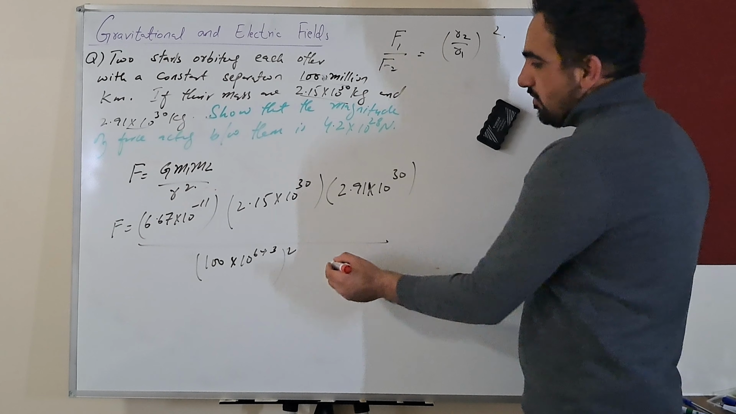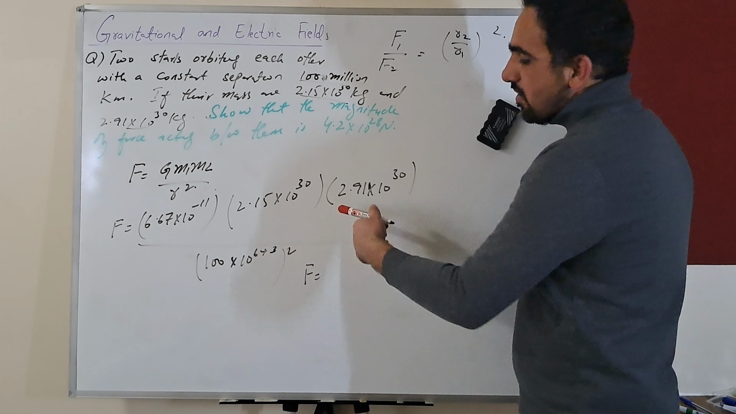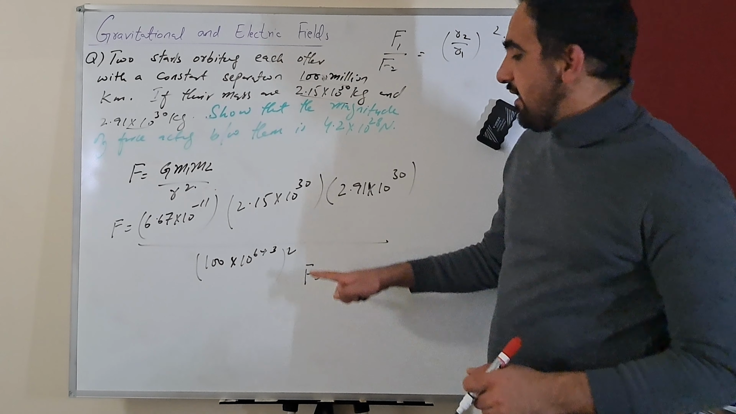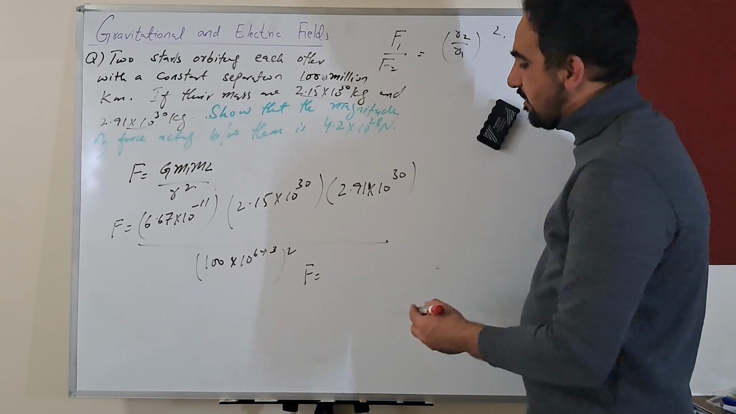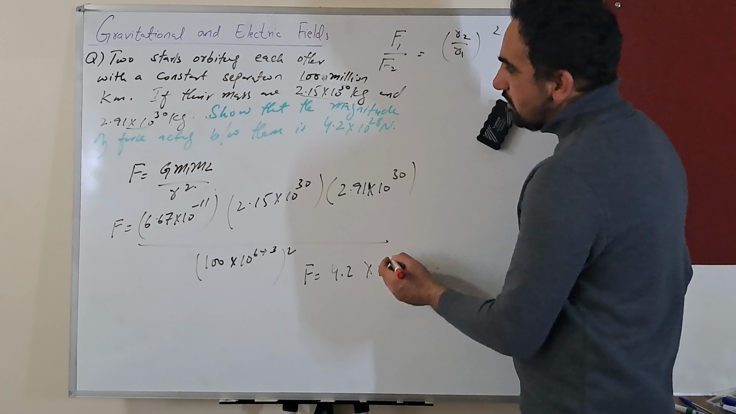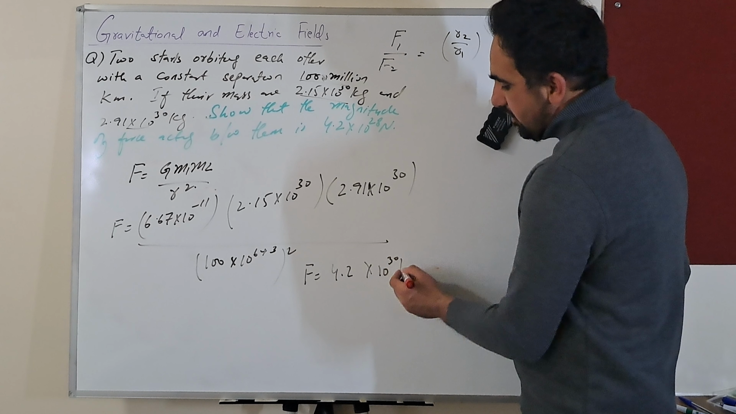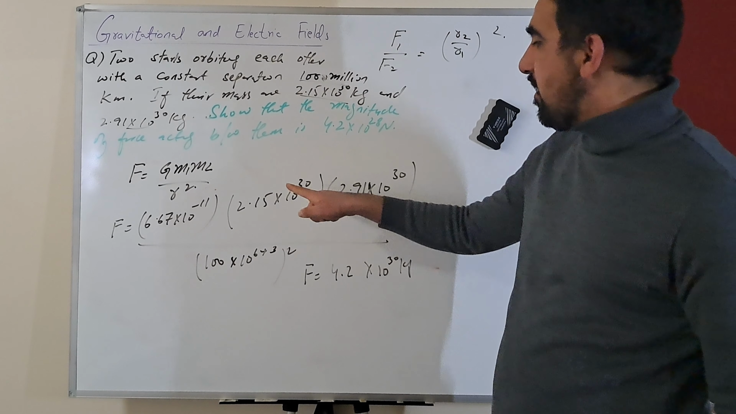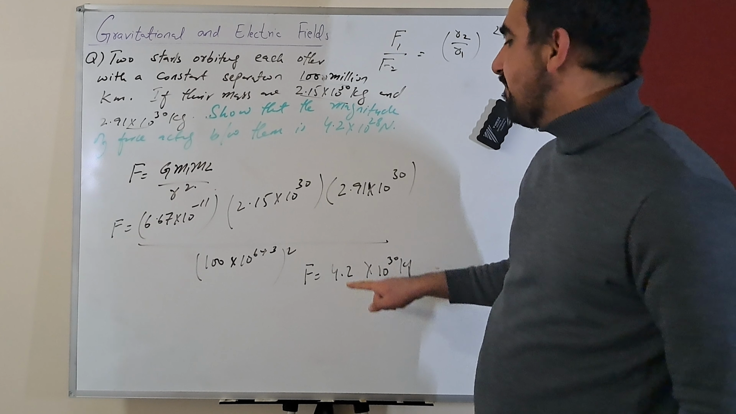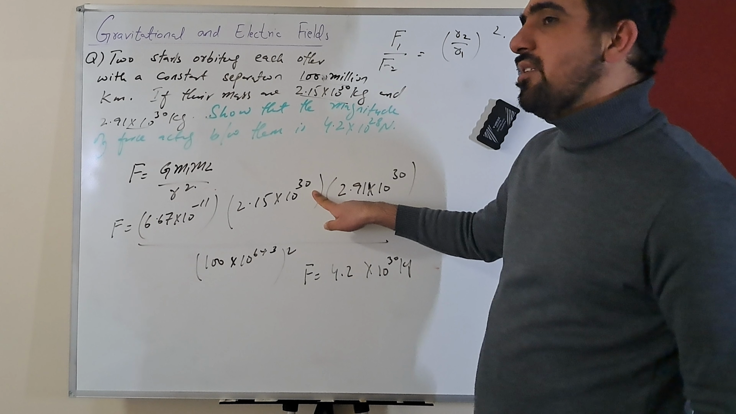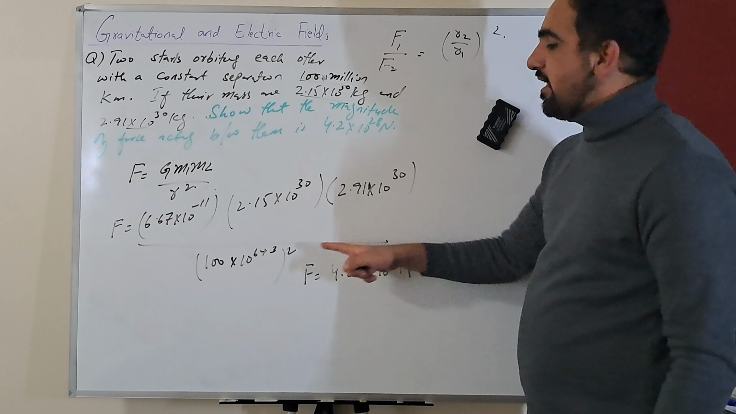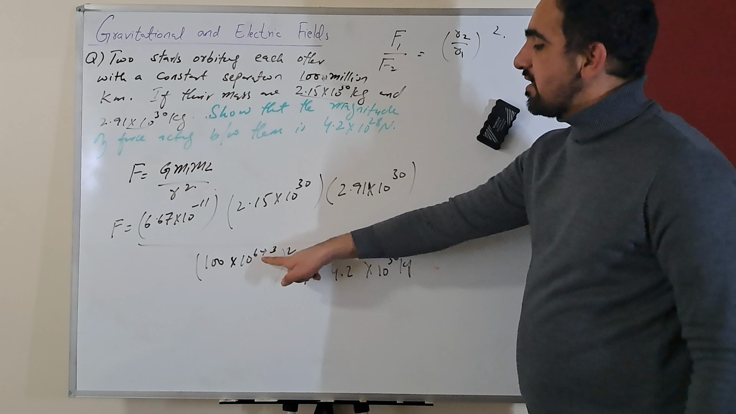So F is equal to, if you solve all these terms, what will you get? If you solve this, it will turn out to be 4.2 something times 10 to the power 30 kg. You can look at the powers of ten. So 10 to the power minus 11 plus 30 will be 10 to the power 19. 19 plus 30 is 49, and minus 6 plus 3 is 19.